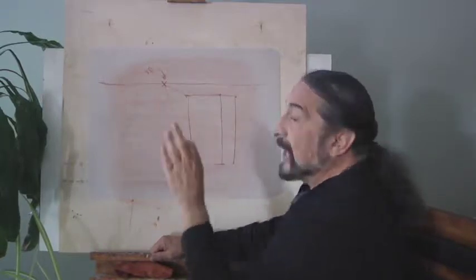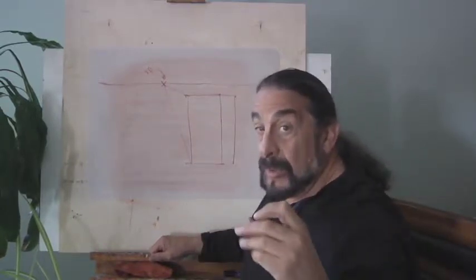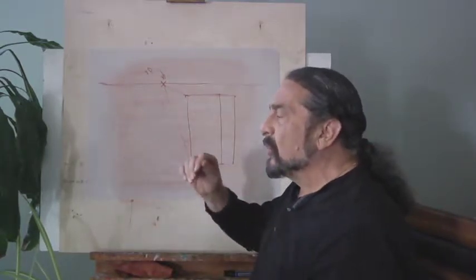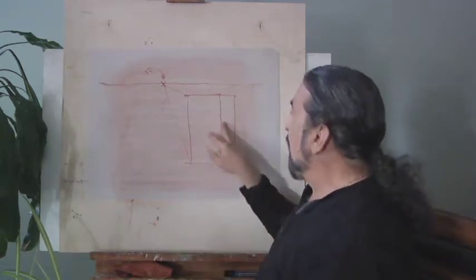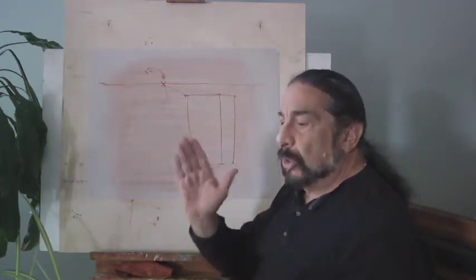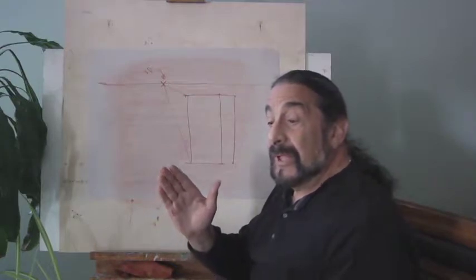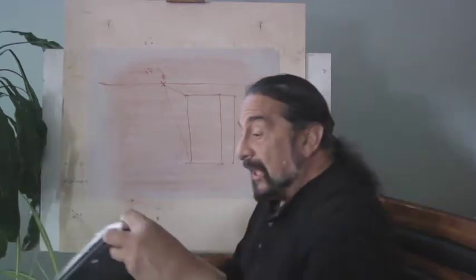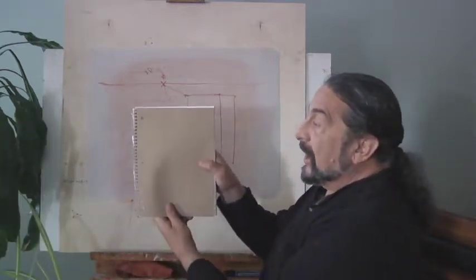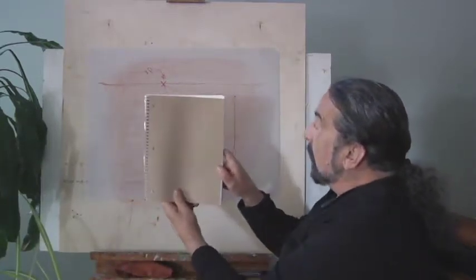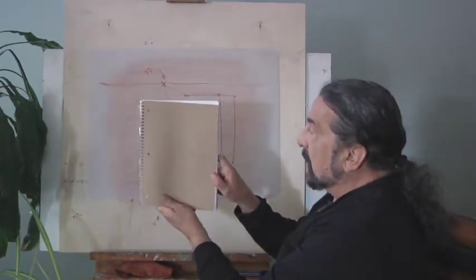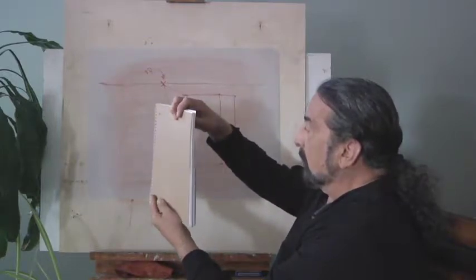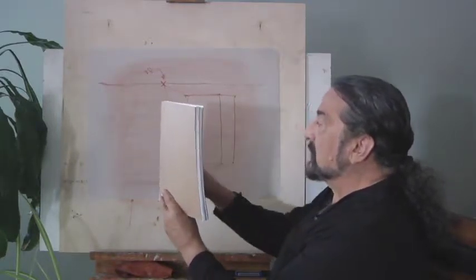Now here's where practice comes in. You have to practice visualizing. What does that rectangle look like in perspective? If you're looking at a rectangle like this, and it's flat, and that's what we have. Now, what happens to this shape as we turn it away, away, away? What now does this look like?